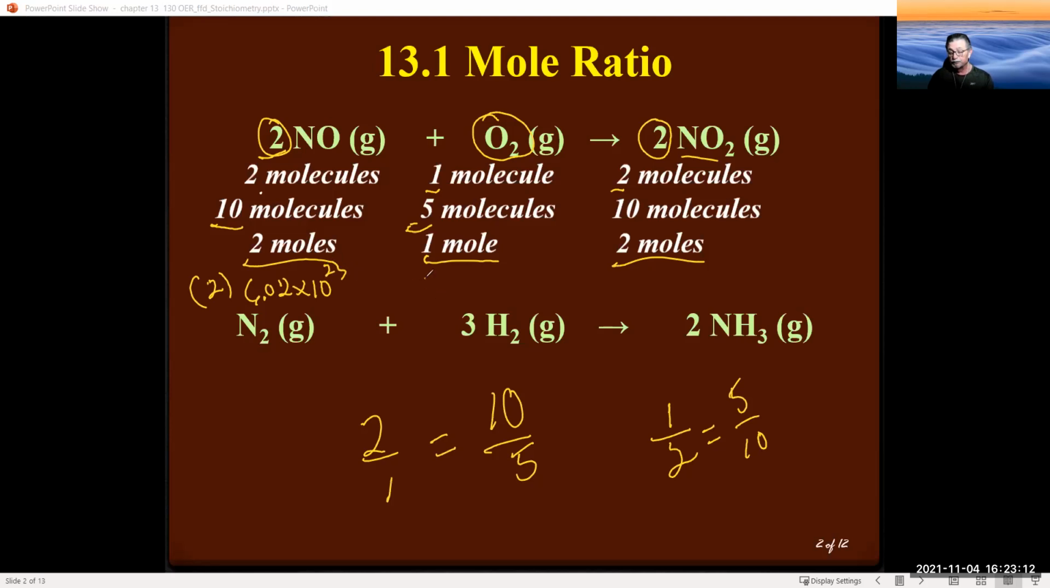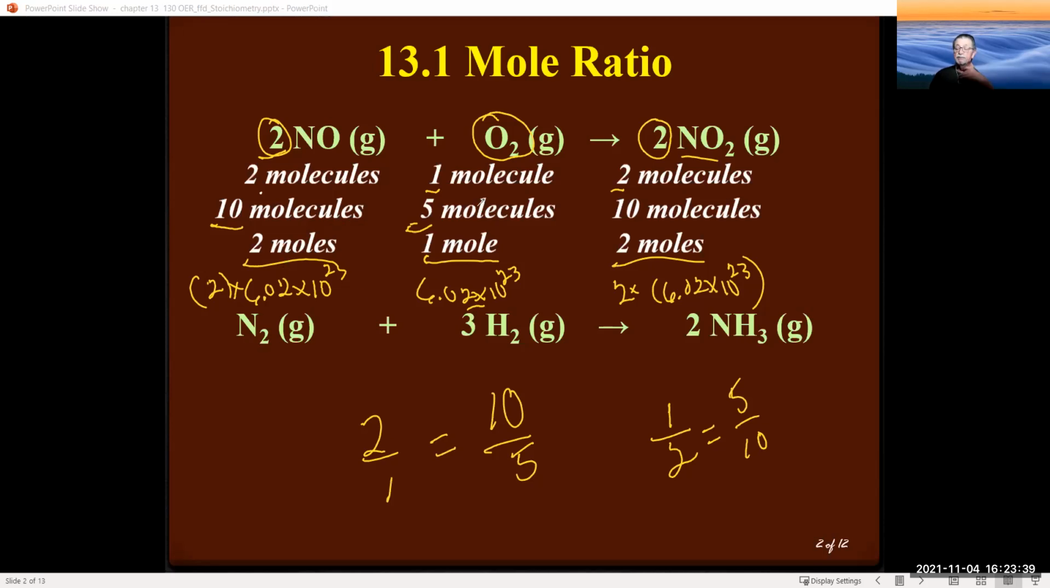Okay, and this is 6.02 times 10 to the 23rd. Okay, 2 times that, and then 2 times 6.02 times 10 to the 23rd. So if you wanted to talk about the actual number of molecules involved, we can convert that using Avogadro's number. But those are humongous numbers. So that's our ratio, 2 to 1.